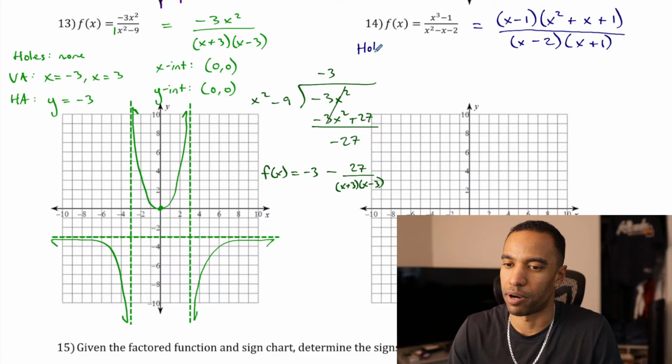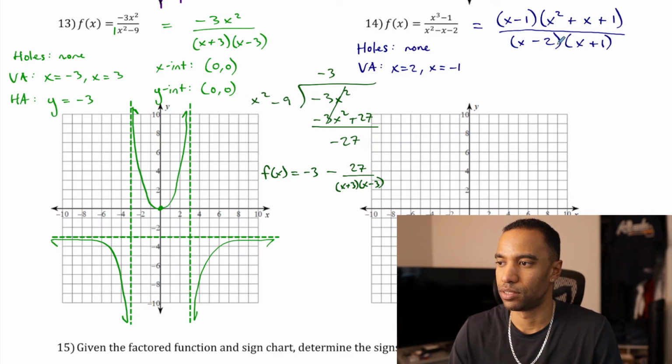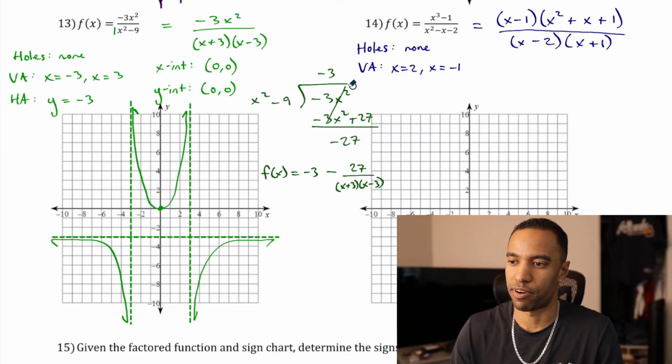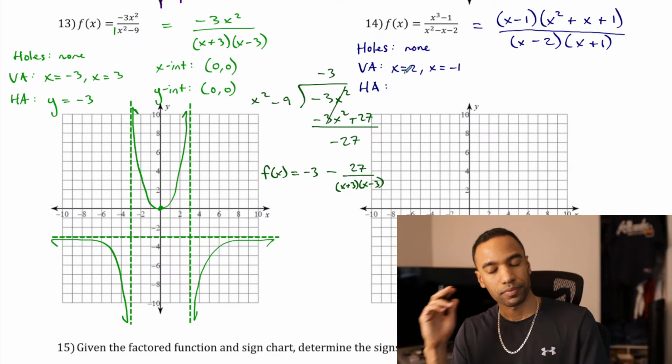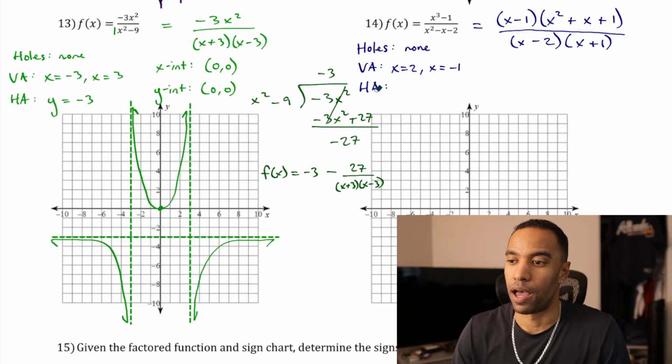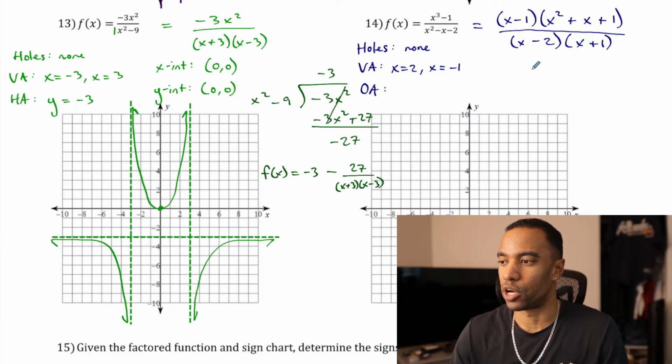Holes, none. The only problem with holes was the second one, I think. So no holes. Vertical asymptotes are at x equals 2 and x equals negative 1, as apparent there. Let's get rid of some of this division bar. Horizontal asymptote: there is no horizontal asymptote. So there's an oblique asymptote because we do have a larger numerator degree than denominator. So long division would have been had anyway. Let's go ahead and get to it. Let's do x cubed minus 1 divided by x squared minus x minus 2.